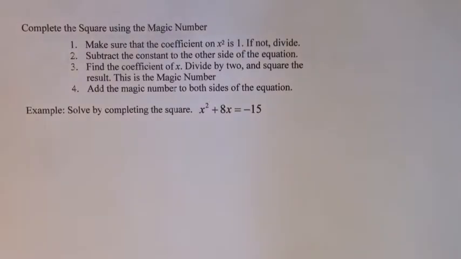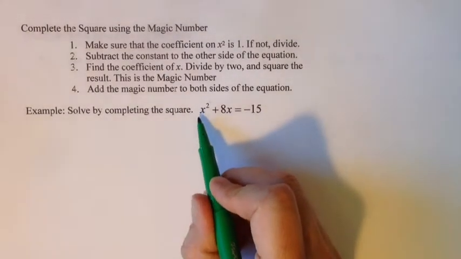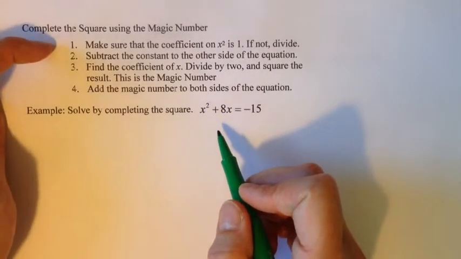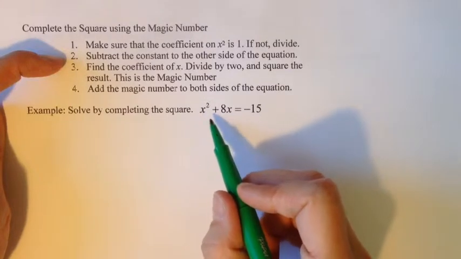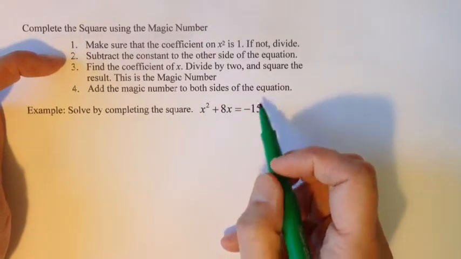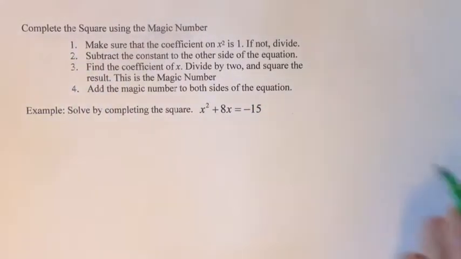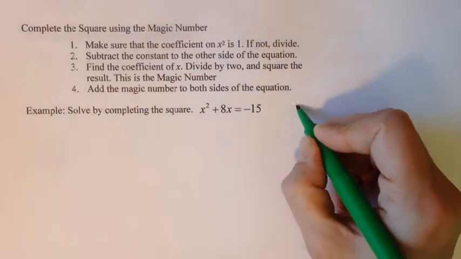The example that I have here, the first two steps have already been done. The coefficient on x is just a 1, so I don't need to worry about this. The constant is already over on the other side, so I just have x squared and x terms on one side and a number on the other side. Now I find my magic number.